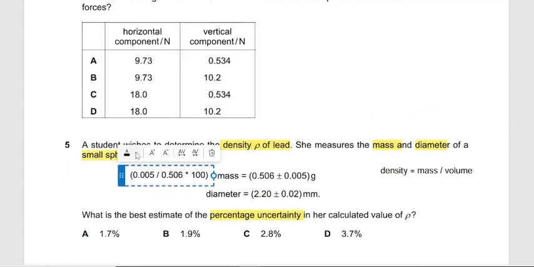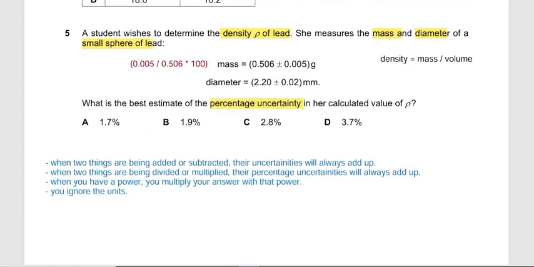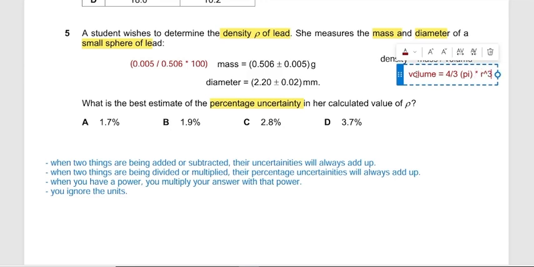Let me see what colors we have. Okay. And we will be doing the same for this as well, but we have to find the volume and not the diameter. How do we find the volume? We know it's a small sphere and we know the volume of a sphere is equal to 4 by 3 into pi into r cube.